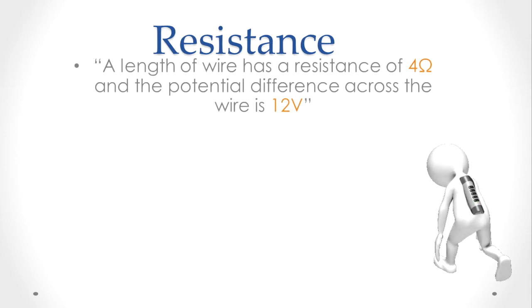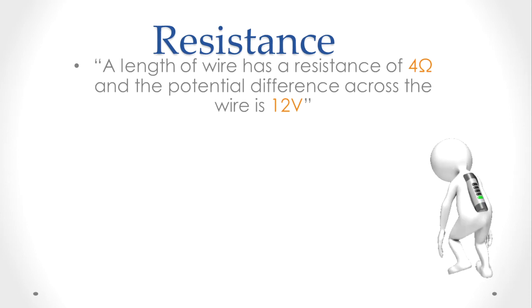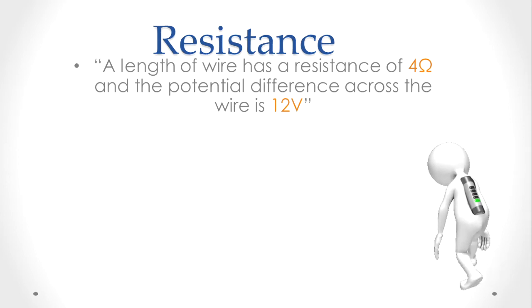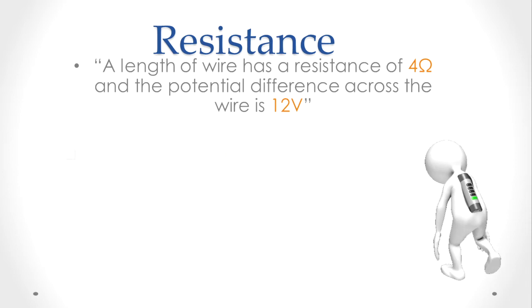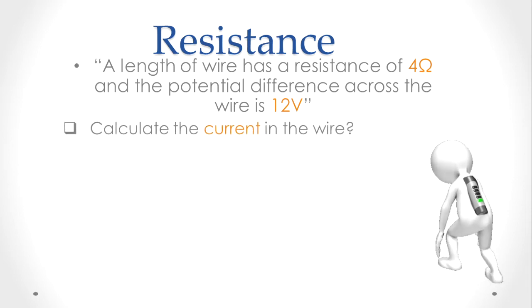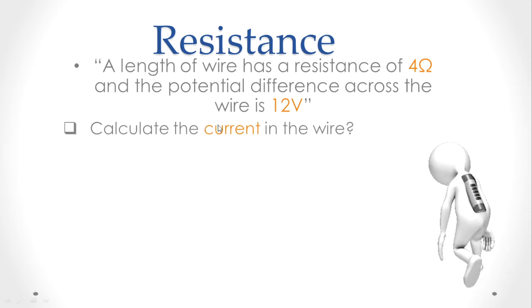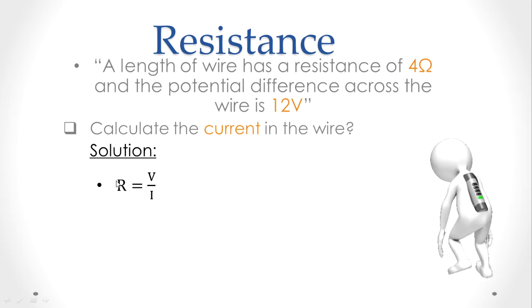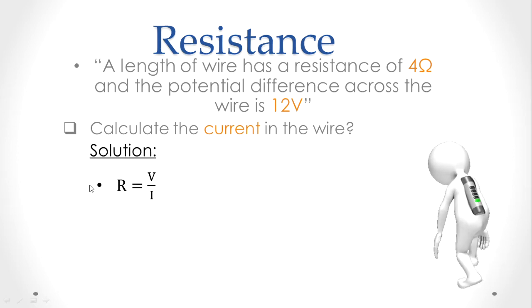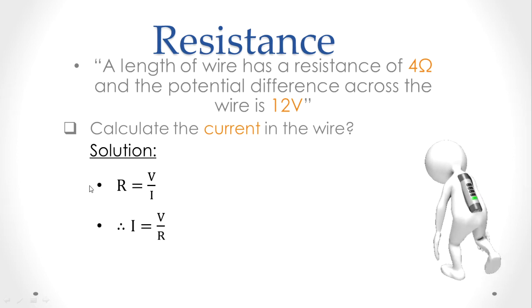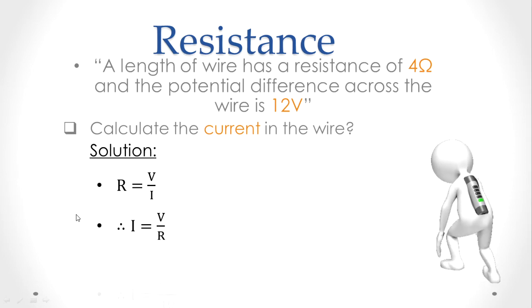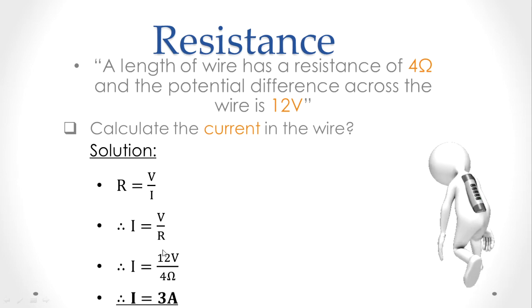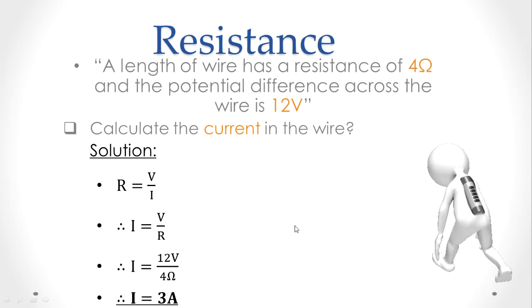Okay, here's just a question on resistance. The length of wire has a resistance of 4 ohm, and the potential difference across the wire is 12 volts. So now we want to calculate the current, which is the unknown. We have this information at our disposal, so we make use of this formula over here, and we manipulate it so that we can work out the current. We substitute our values in, and we get 3 amps of current.